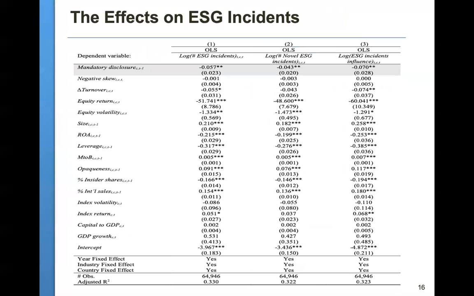The next one will be the ESG incidents. We find that the likelihood, the number of the ESG incidents, the novelty of ESG incidents, and also the influence of the ESG incidents all decreased after the implementation of mandatory ESG disclosures. So this is consistent with our conjecture. That means after the implementation of mandatory disclosure policies, it will discipline managerial behavior and reduce misconduct regarding ESG issues. So that results in fewer negative ESG incidents. That's exactly what we observe here.